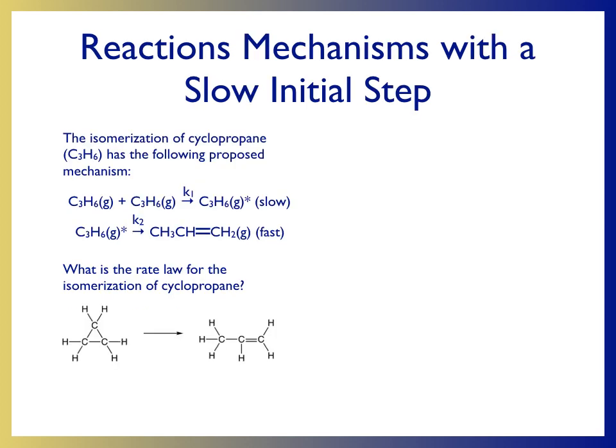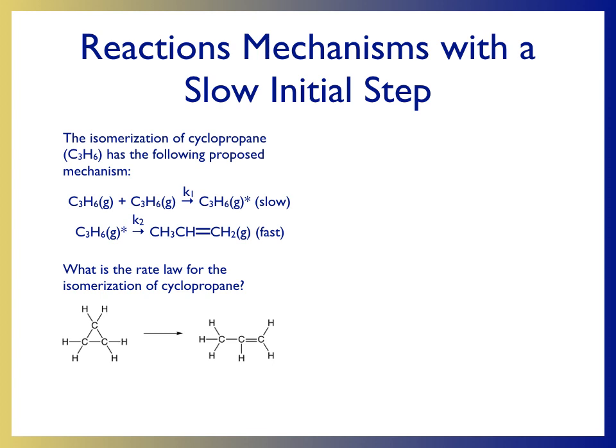We'll do this by looking at this example, which we've seen before. The isomerization of cyclopropane to form propene. We propose a two-step mechanism for this reaction. The first step is a bimolecular step where two cyclopropane molecules collide with one another. During this collision, some kinetic energy is transferred from one molecule to another molecule, forming a cyclopropane molecule that has some extra kinetic energy.